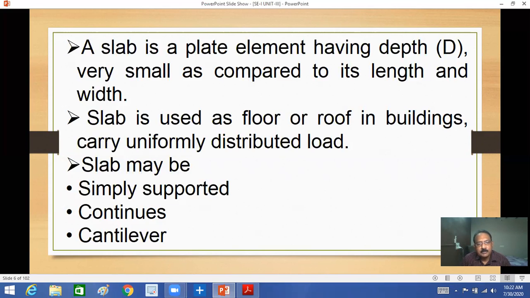Slabs may be of different types: simply supported slabs, continuous slabs, cantilever slabs. For design purposes, all of these are provided in the IS code book, with code provisions giving different values for deflections, depth, and other related points. Here the important point is that a slab is used as a floor or roof in buildings to carry uniformly distributed load. There may be different types, simply supported, continuous, cantilever, according to the structure of your framework.